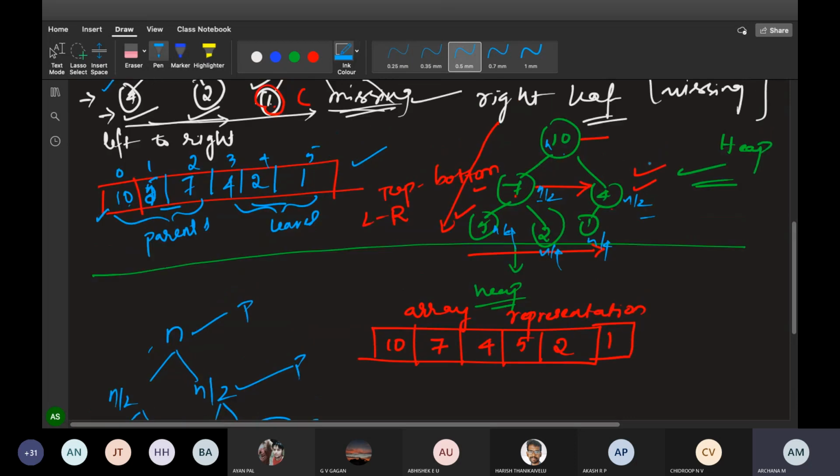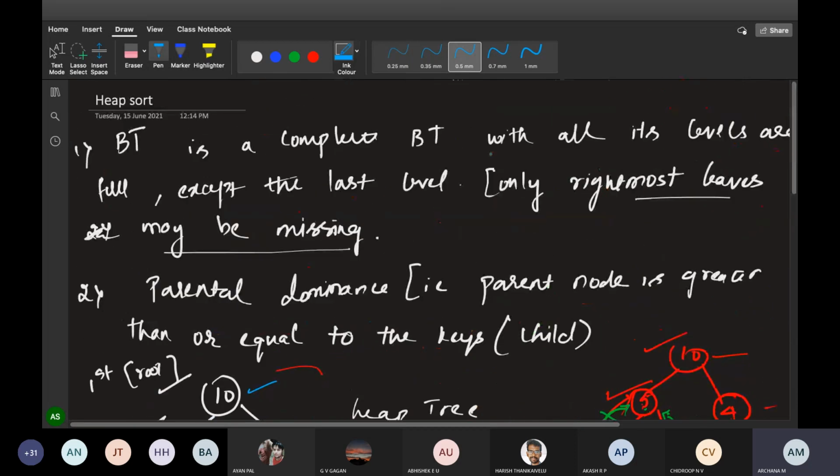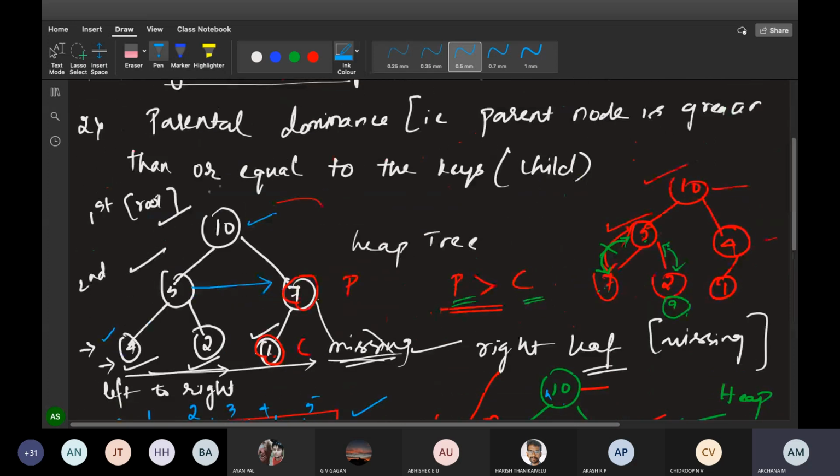Okay, understood? In this, when you have a heap, these two rules are very important. Apart from the two rules, you have to show an example. You have to write a binary tree and show the two important rules. The first rule: it should be a complete binary tree. Even if the left, right children are missing.